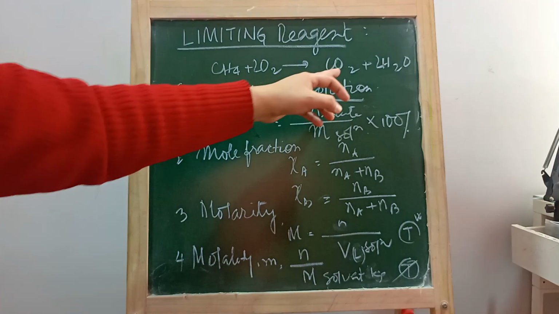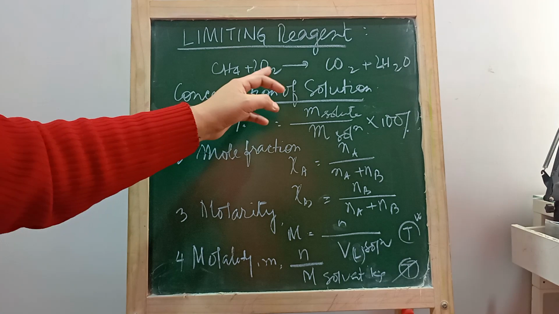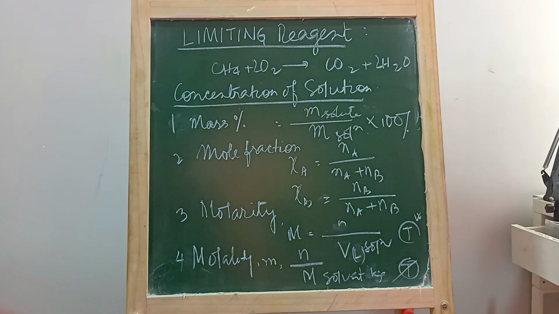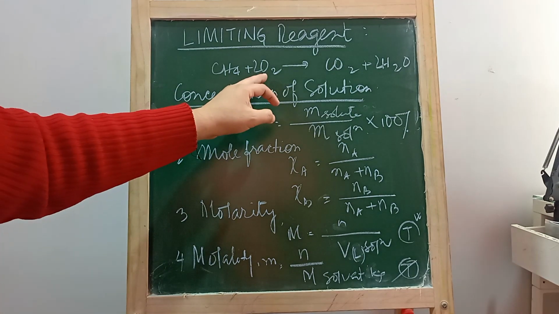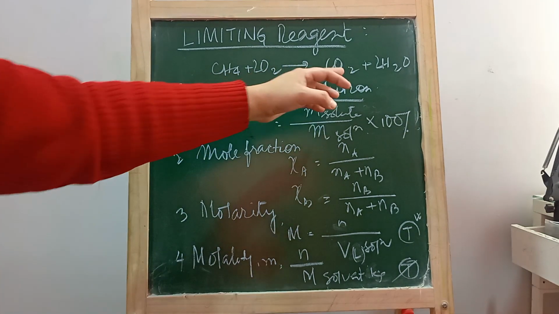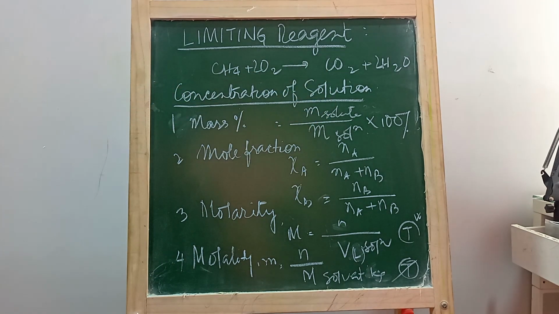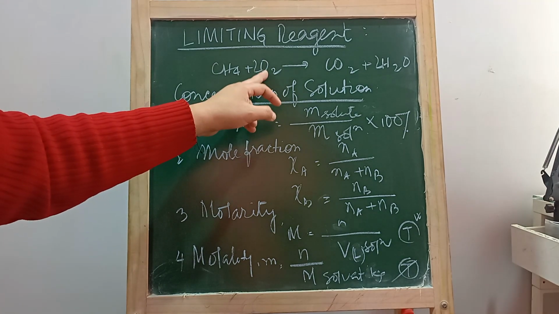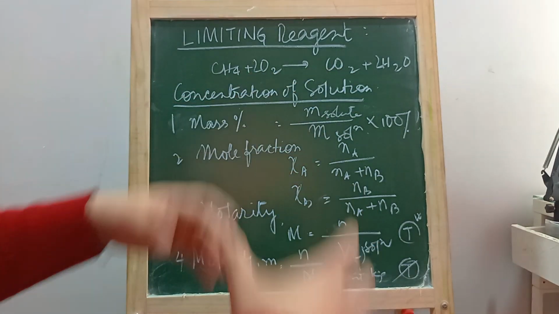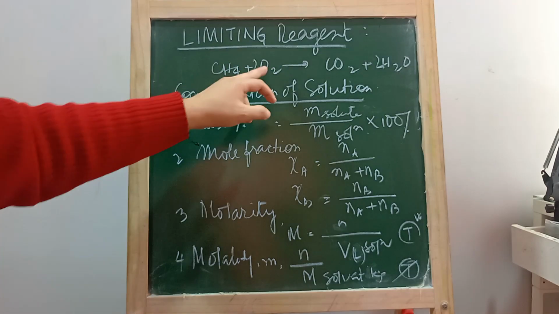Means the amount of product formed will depend on the quantity of the oxygen that is present. And since it is only half, only half of the carbon dioxide will form. If we add a little more, more product will form. So the amount of product formed is being limited by the amount of this particular reactant. This is known as limiting reagent because this particular reactant is limiting the quantity of the product formed. Its presence is limiting the quantity of the product formed. So they are known as limiting reagent.